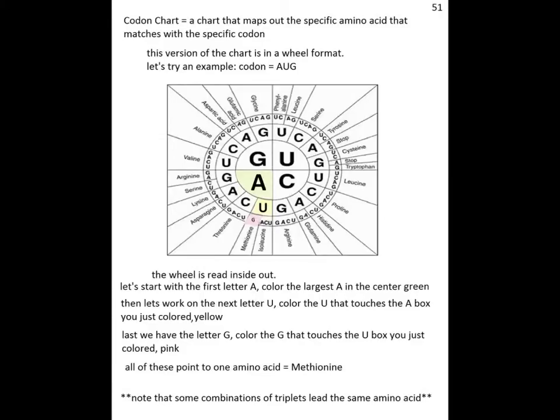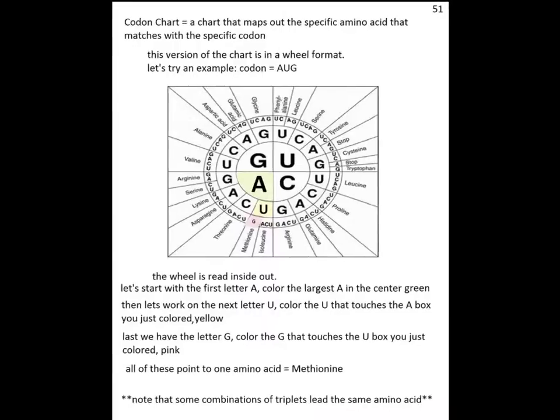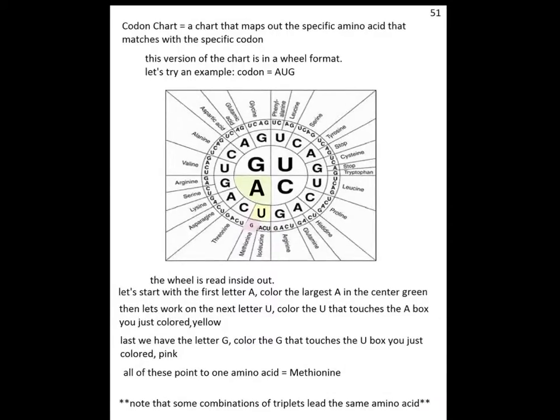So notice there is a bunch of repeating patterns of A, C, G, and U. You start from the center point, which are these big old letters, these really large fonts. You go from here and then you go outwards until you find the amino acid that you're looking for. So again, A, U, G. We're going to use the same colors as we did last time. Green, yellow, and pink.